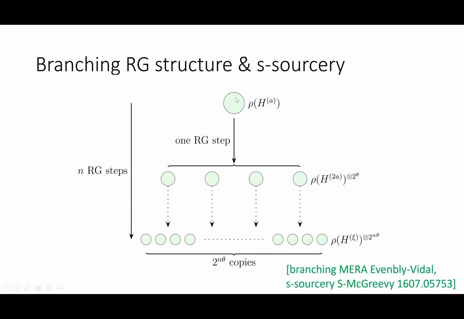So you start with, say, the Hamiltonian on a large number of degrees of freedom here at the top. You do one RG step. If it was a conformal field theory, you just get one state down here, one coarse grain state. But for these hyperscaling violating theories, we believe that you actually need to get multiple copies of that coarse grain state. The number of copies being 2 to the power theta.